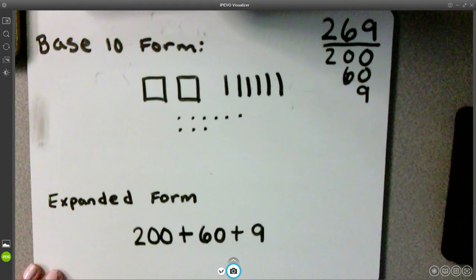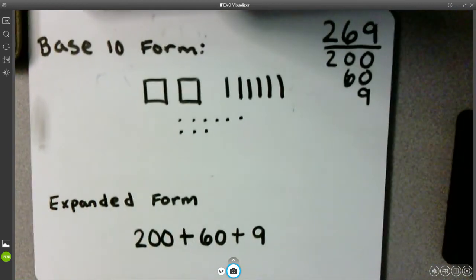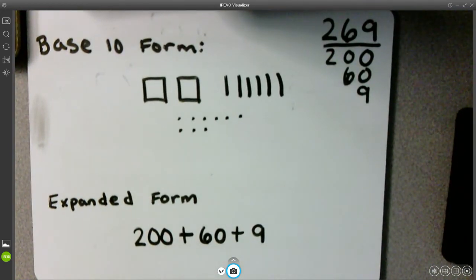That is how we do base 10 and expanded form. So you guys are going to try your base 10 and expanded form on your activity today. If you're having trouble, don't worry. We're going to go over it in small groups. So maybe pause on that and work on your activity. Good luck.